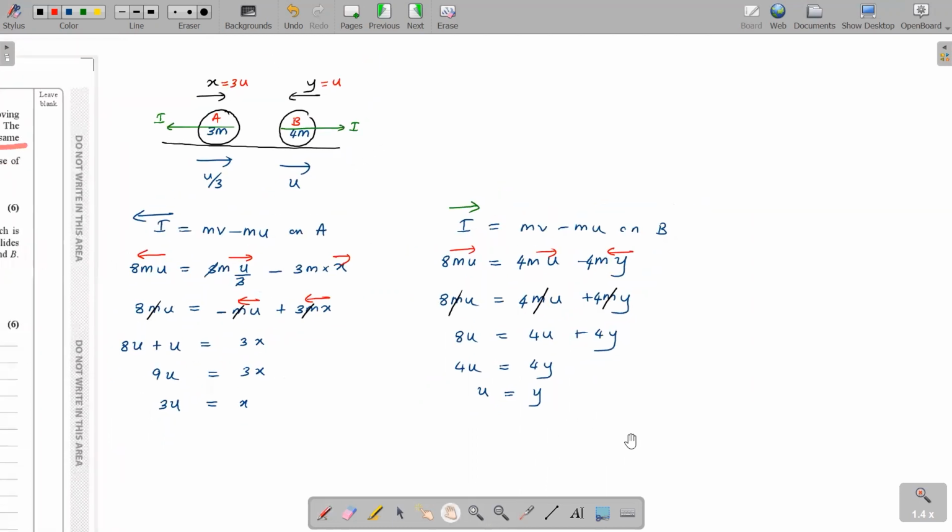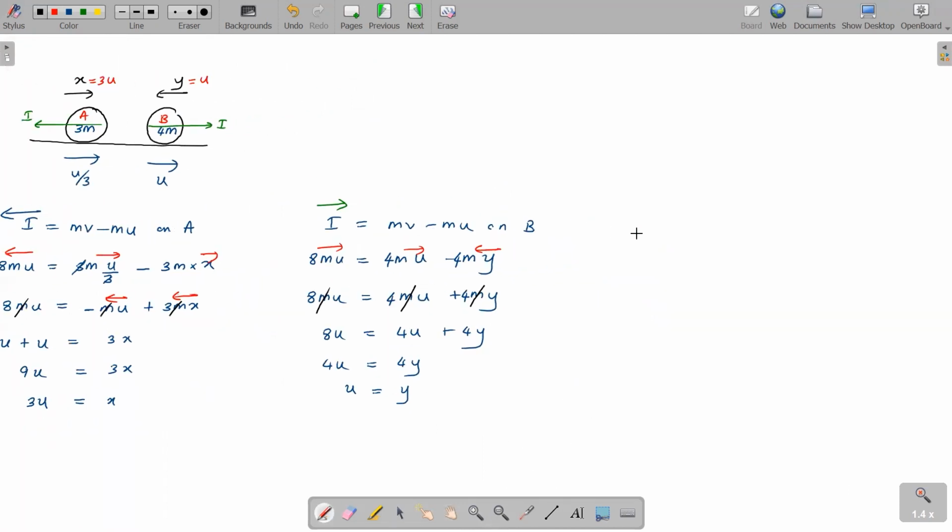So now we need to find the restitution. How do we find restitution? e equals speed of separation over speed of approach, that is v2 minus v1 over u1 minus u2. Choose a positive direction. Always choose a positive direction.